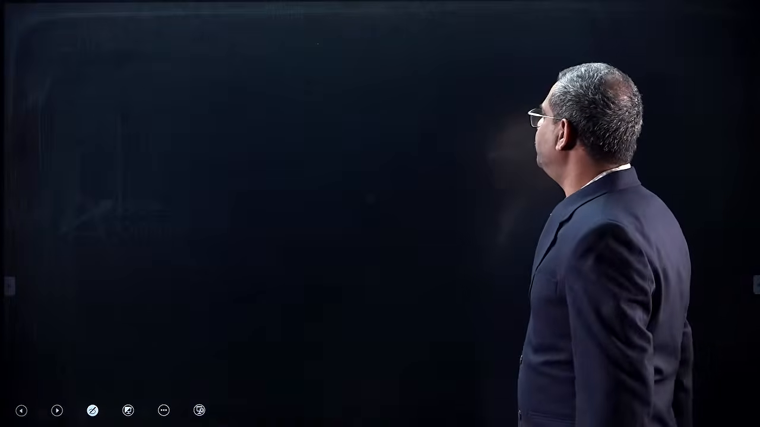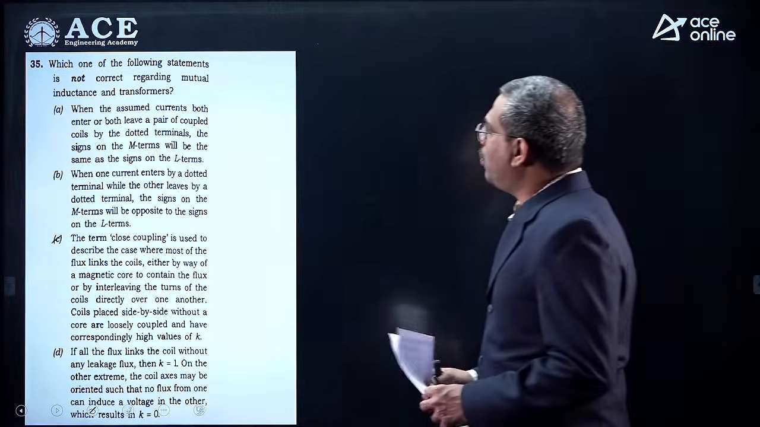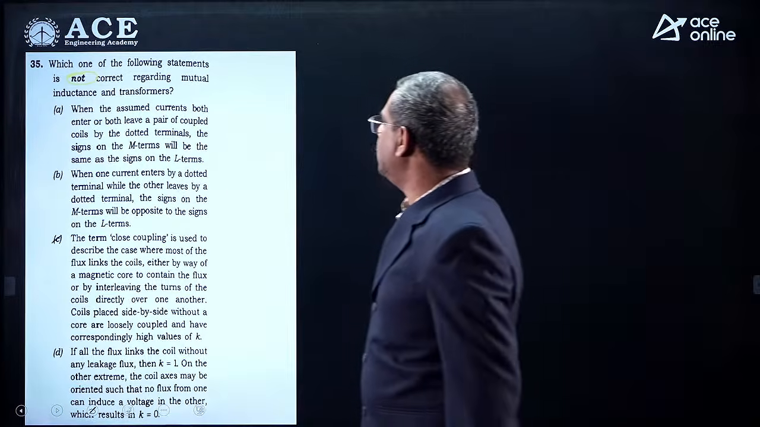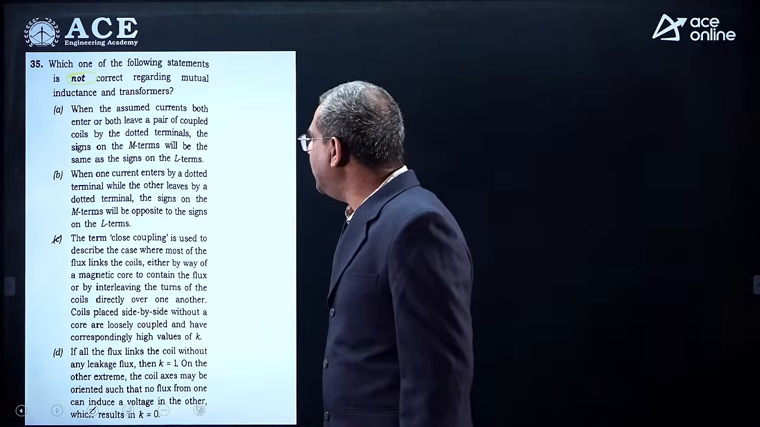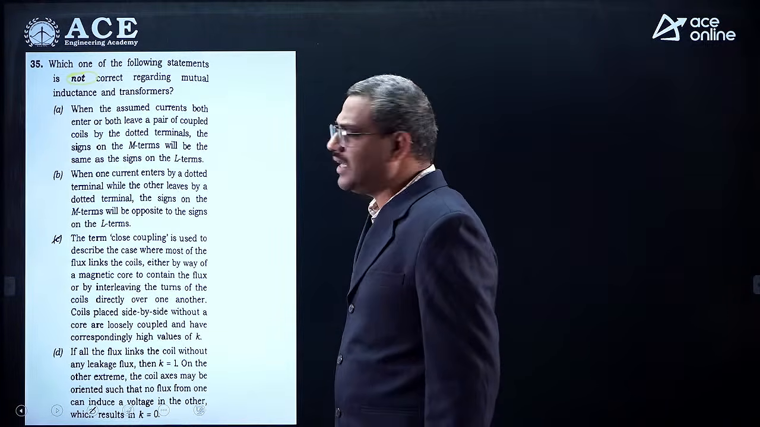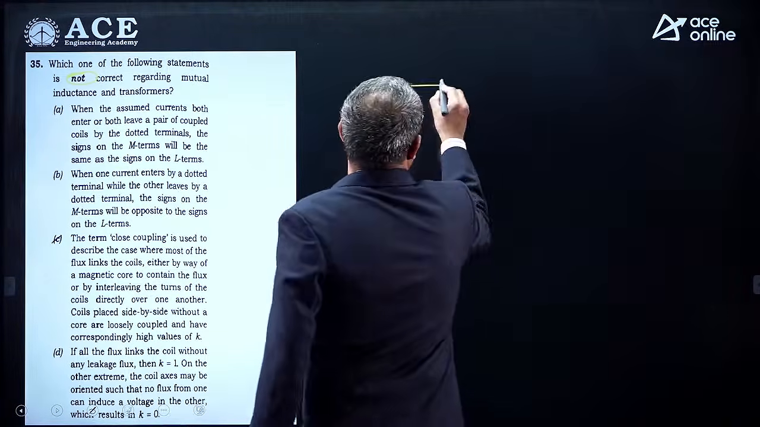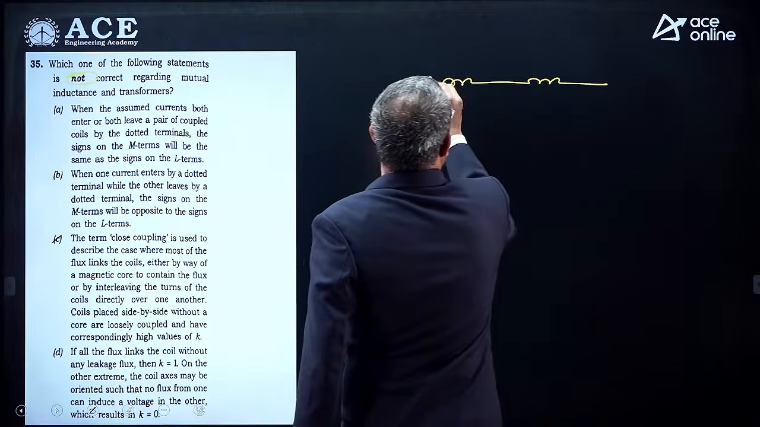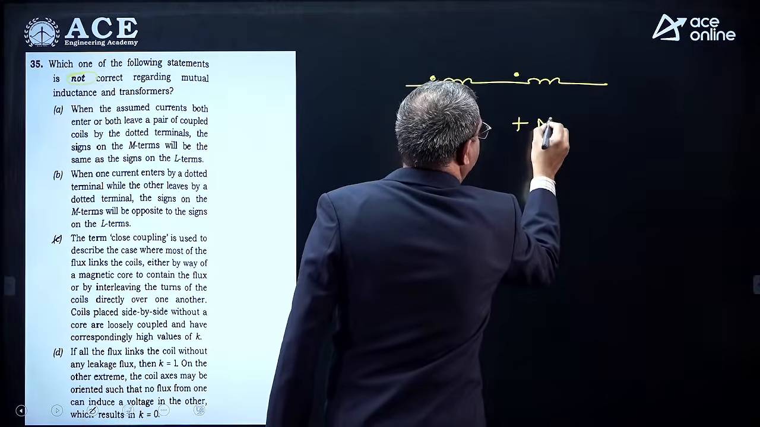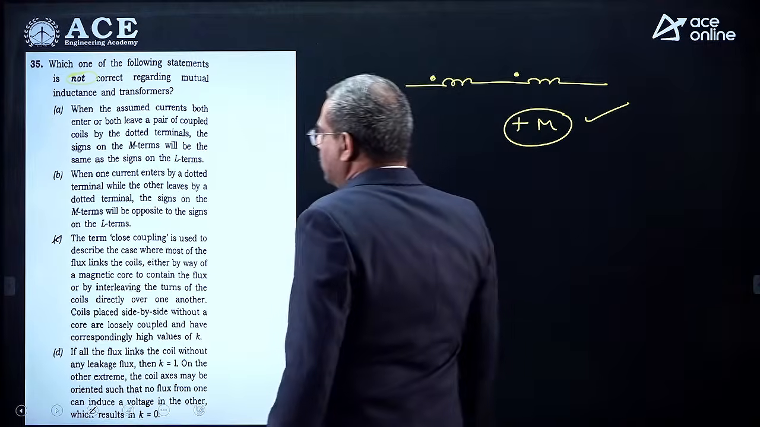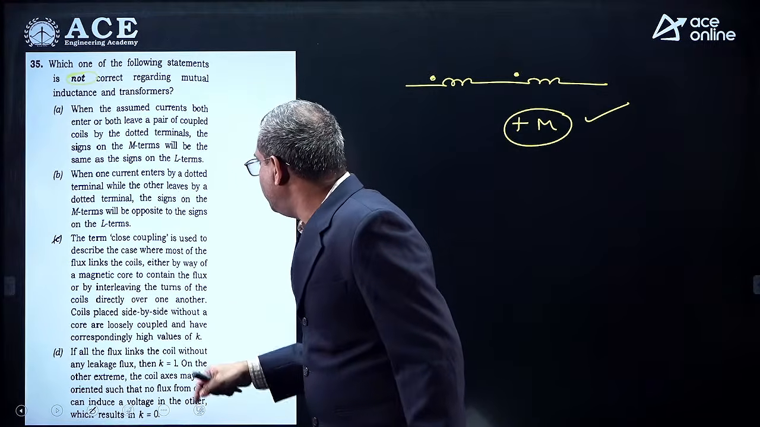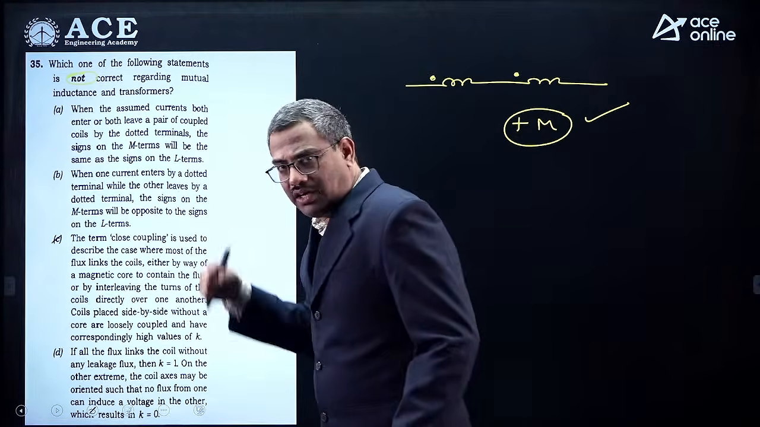Now which one of the following statements is not correct? Please understand these are the statements that are not correct. When assumed current sources both enter or both leave the dotted terminals in a pair of coupled coils, M is taken as positive with respect to L. Yes or no? Like I told, in mutually coupled coils, with current going from left to right, both entering or both leaving, M is taken as positive with respect to L. Correct.